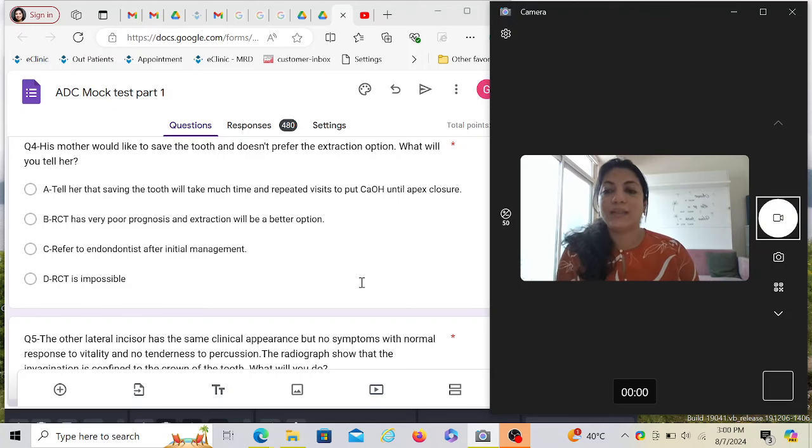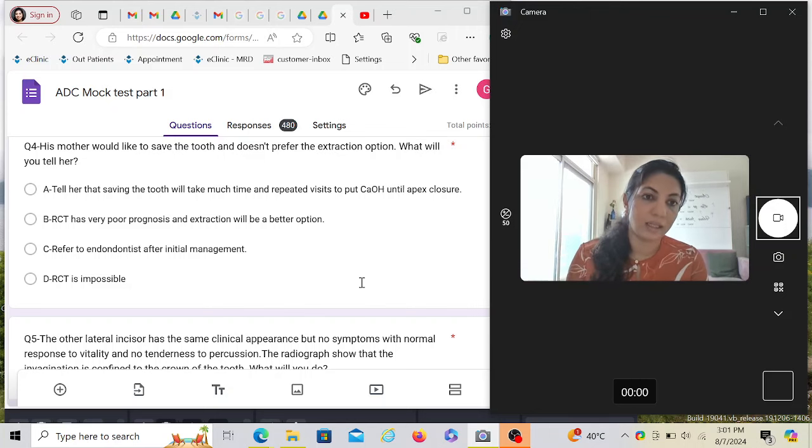Would you tell her that saving the tooth will take much time and repeated visits to put calcium hydroxide until apex closure? No. MTA is available. You can finish apexification in one session nowadays. RCT has very poor prognosis and extraction is a better option? Not necessarily. If the endodontist feels they can save the tooth, why not? Refer to the endodontist after initial management. Yes. What is your initial management? Getting the patient healthy and removing the swelling.